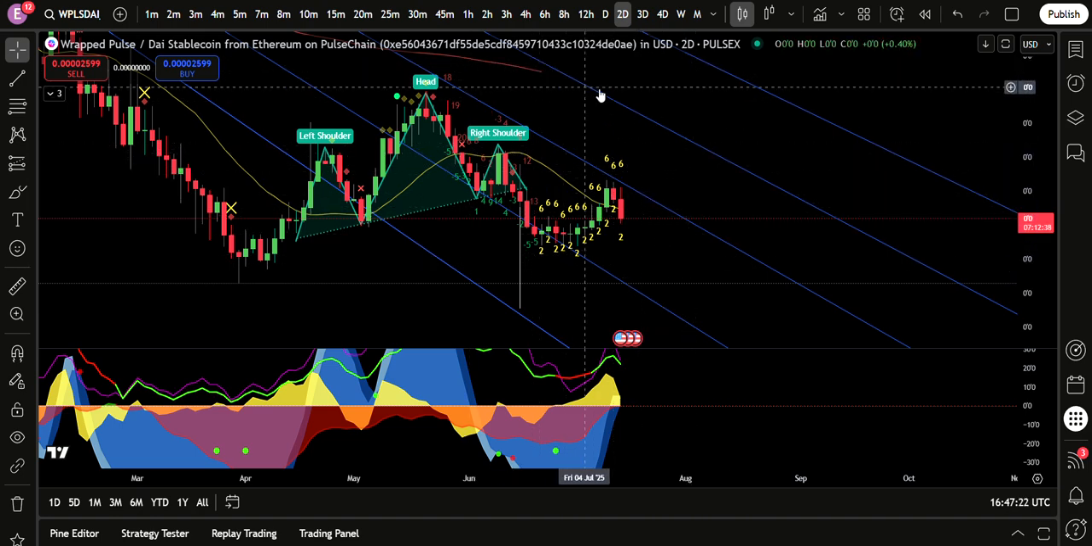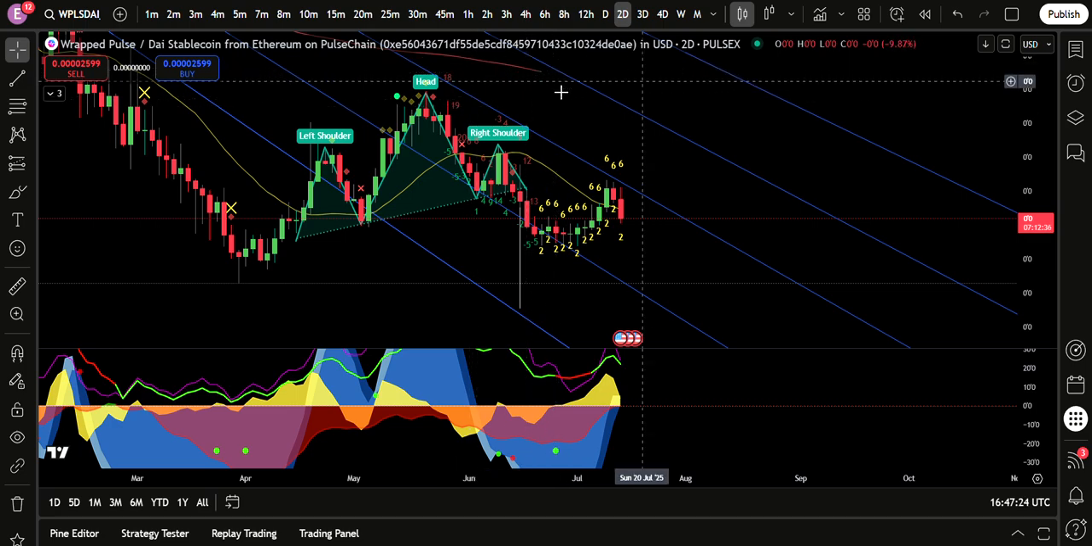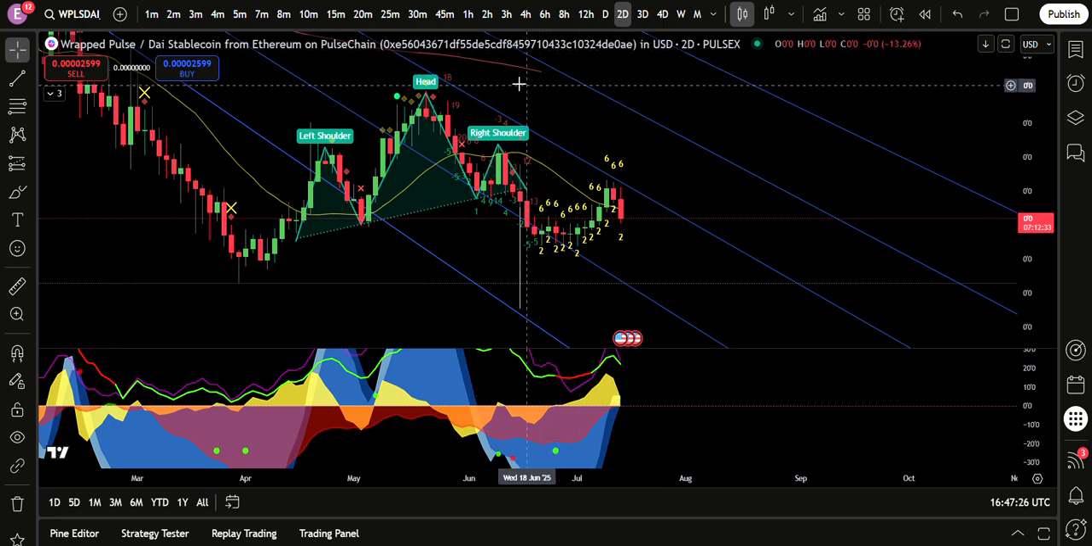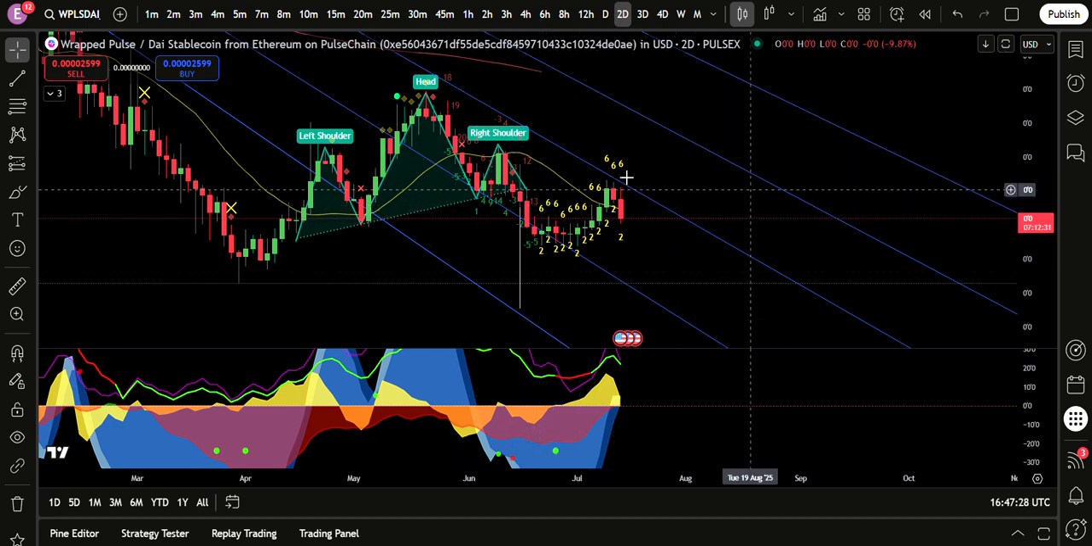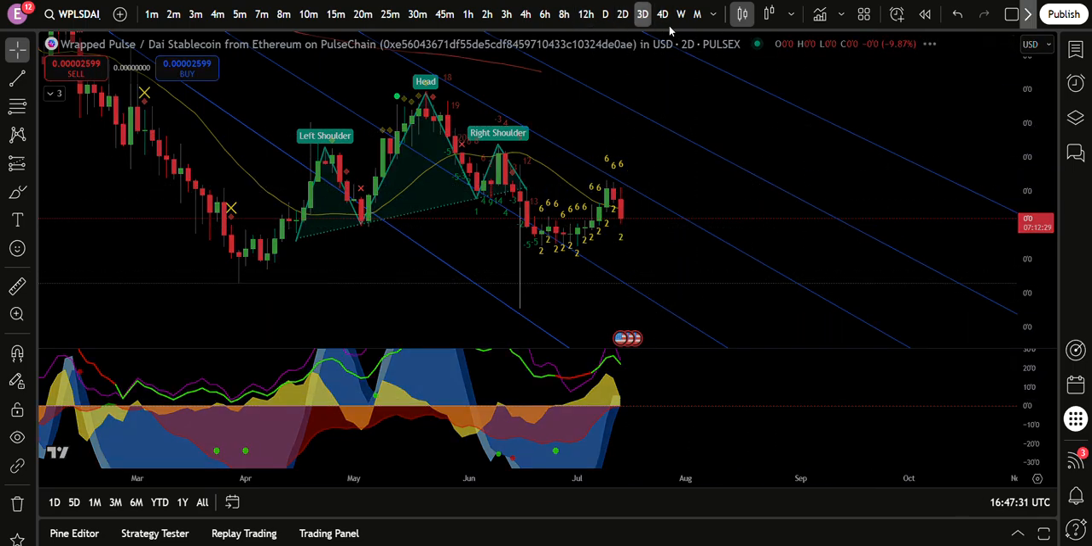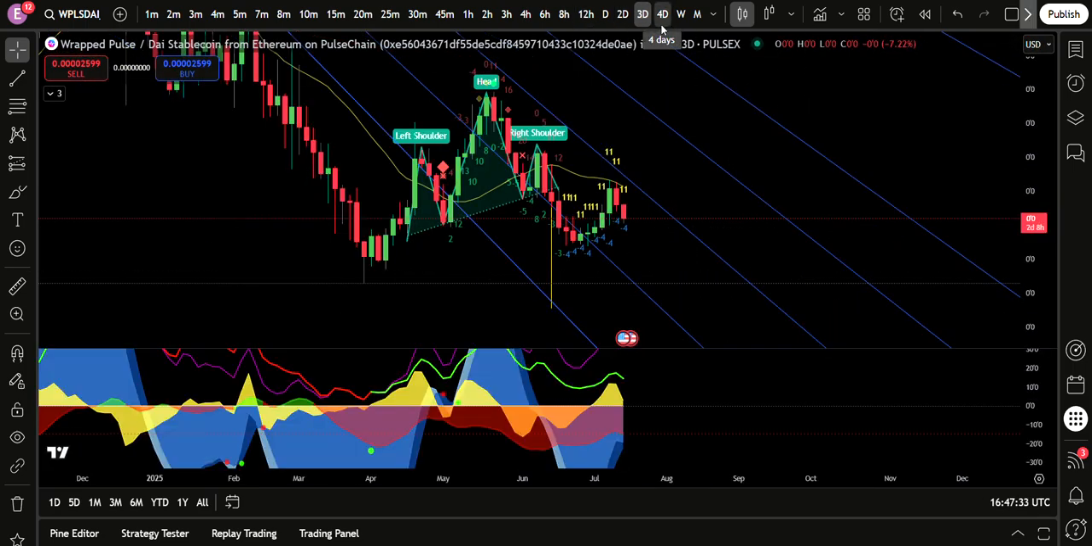Yeah, the 21 week moving average is pretty high up here. I need to reset this so that it's actually about here. So yeah, that's about it for Pulsechain. It actually looks better on the higher time frames.